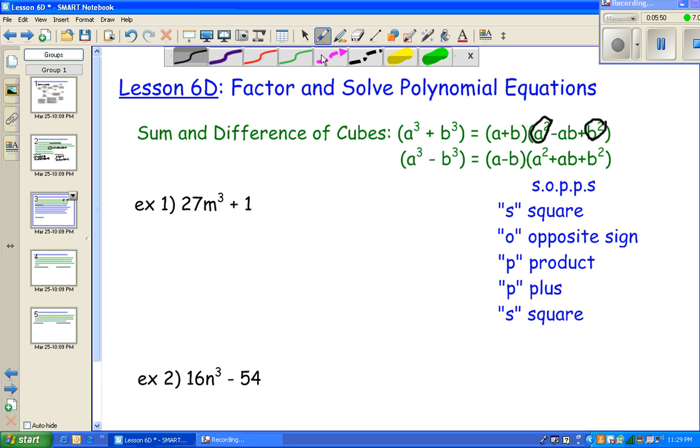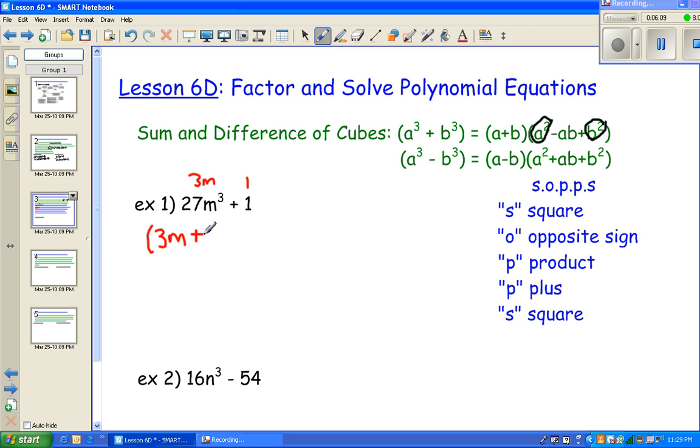So if you look at this particular problem, the cubic root of this is 3m, and the cubic root of 1 is 1. So those are the numbers we're going to focus on. Your first set of parentheses are exactly what you have up there. It'll be that cubic root, whatever sign is here, and then that cubic root.